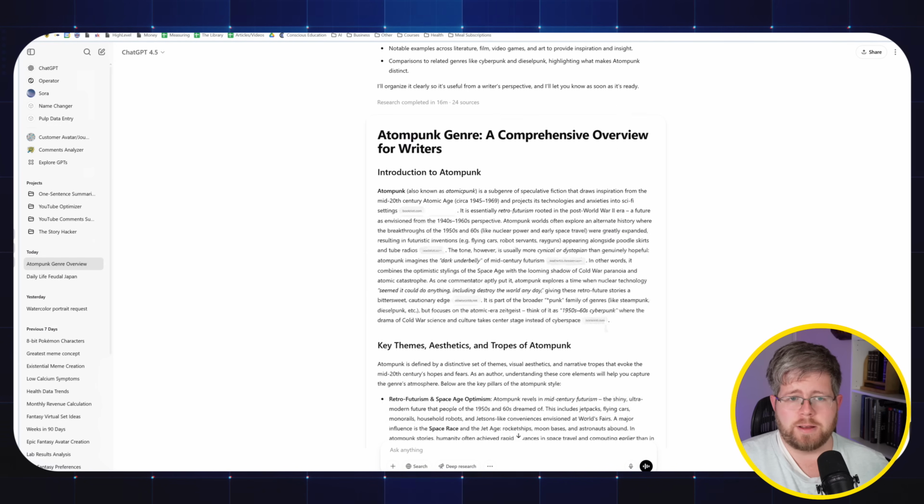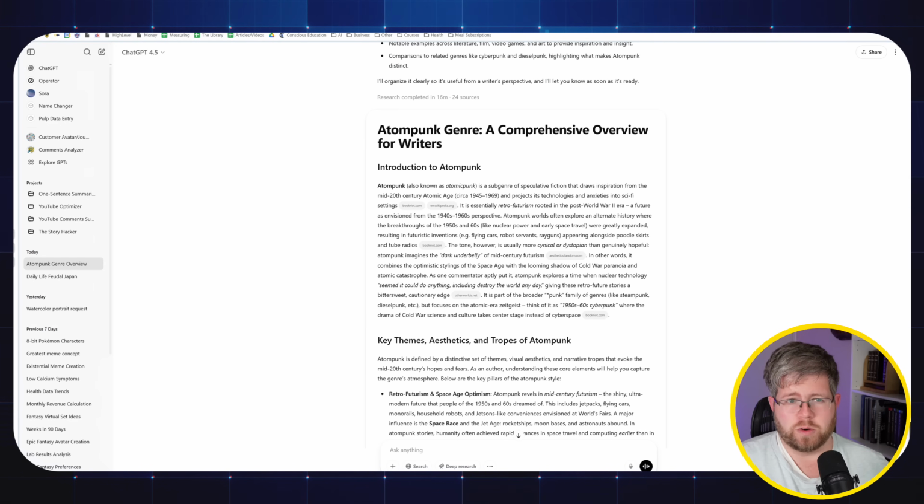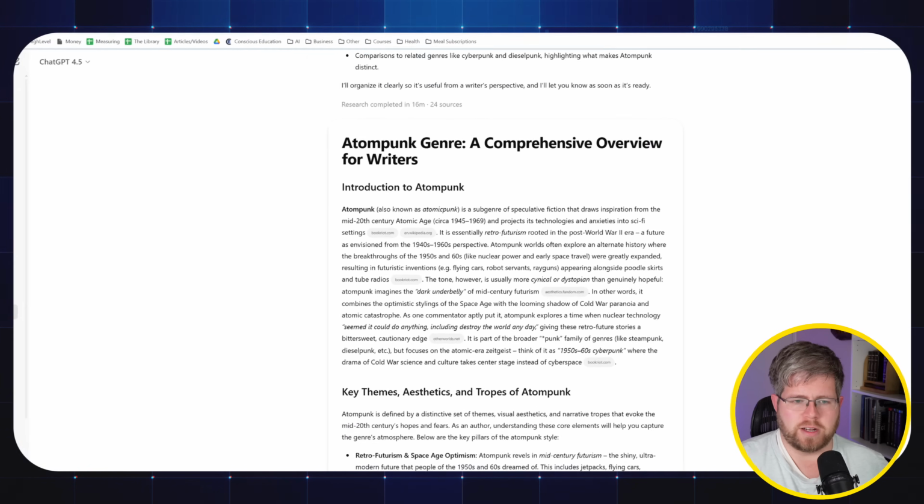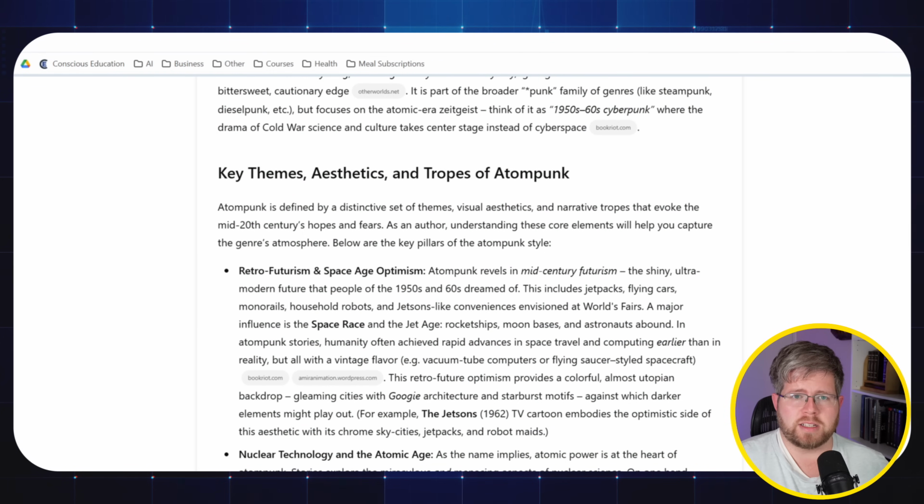So ChatGPT also wrote a little over 9,000 words. So not as much as my previous query about what life was like in feudal Japan, where it wrote like 25,000 words or so, but still a lot. And it should be a little bit more dialed into the specific topic here, which is for writers, like applying this topic to writers. So we have first an introduction, key themes, aesthetics, and tropes.